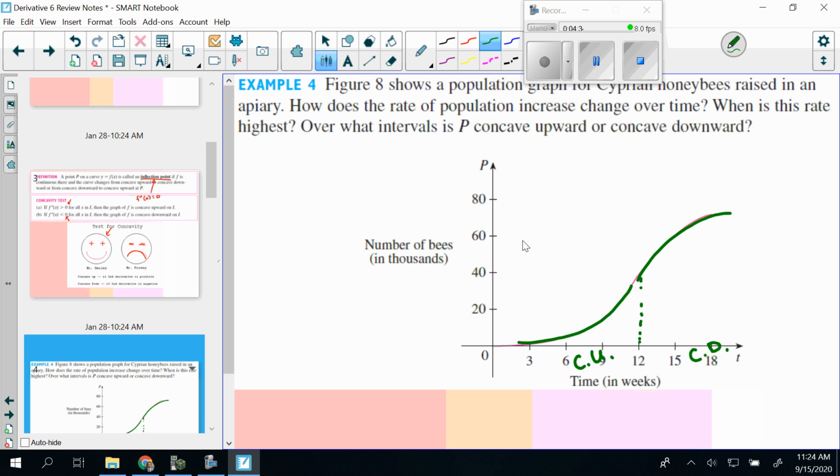When is it increasing the highest or fastest? That would be at this point, which would be our inflection point. So that's where this line would be slanting up the highest, because now the tangent lines start decreasing here. Also in here, they're not as steep. Here's the steepest part. So at this time right here at 12 weeks, that's when the rate is increasing the fastest.